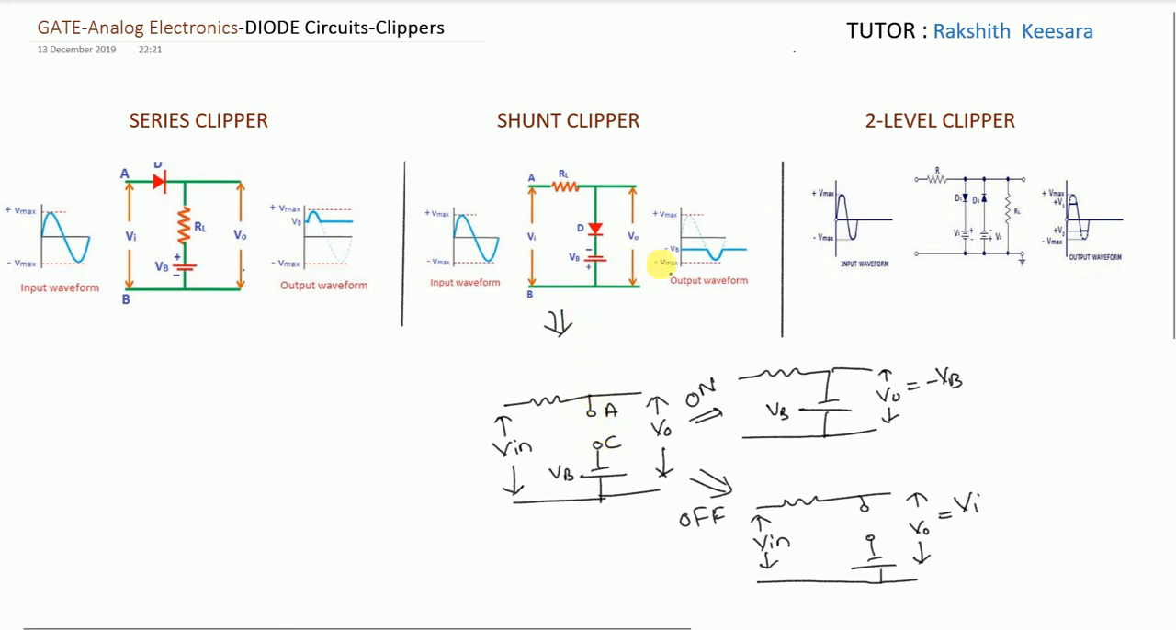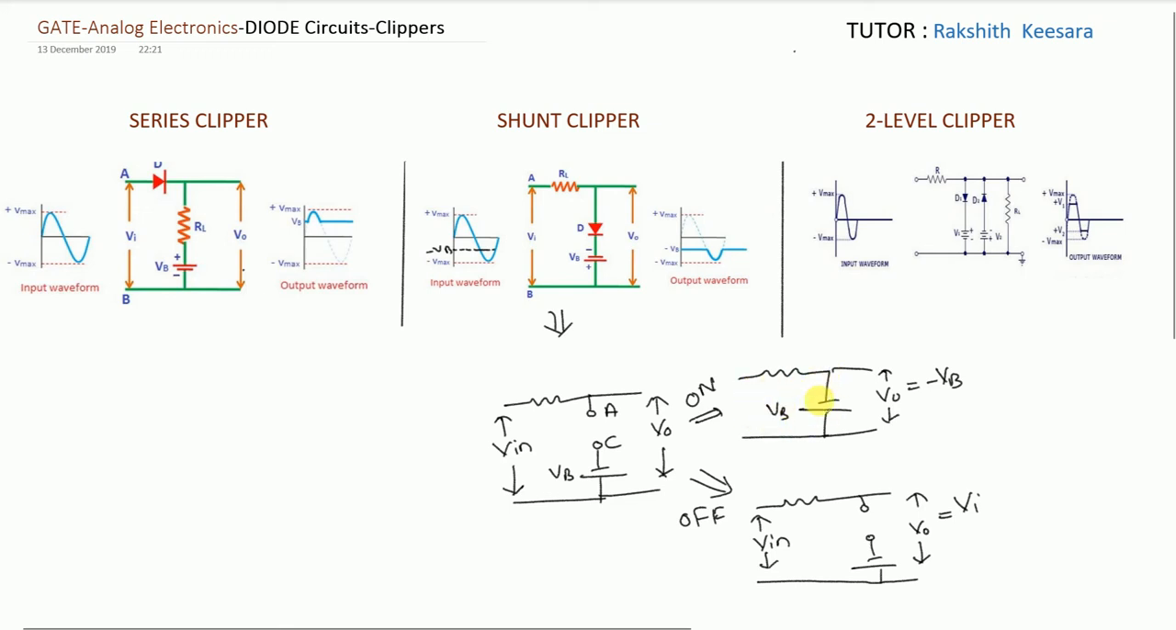So what is the voltage greater than minus VB? If this is minus VB, this total voltage is greater than minus VB. So whenever this whole cycle up to here is applied, diode will be in on condition. So what is the equivalent circuit of on condition? Just short circuit the diode, because I am telling that it is an ideal diode.